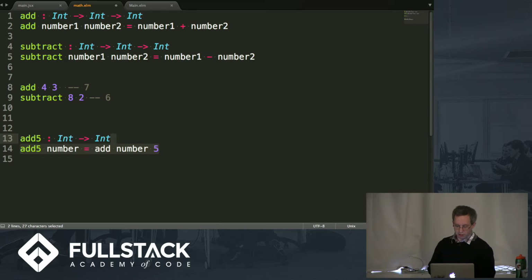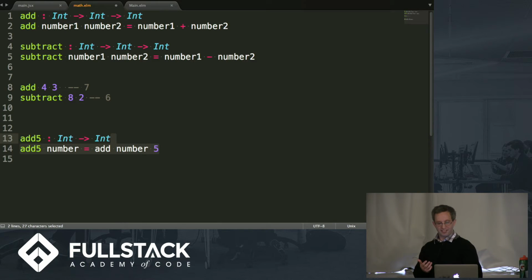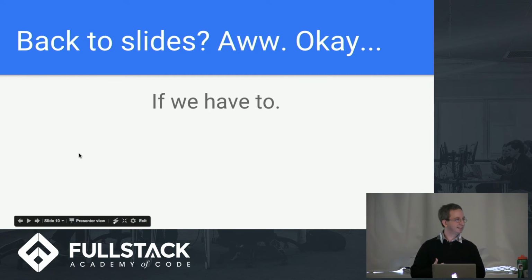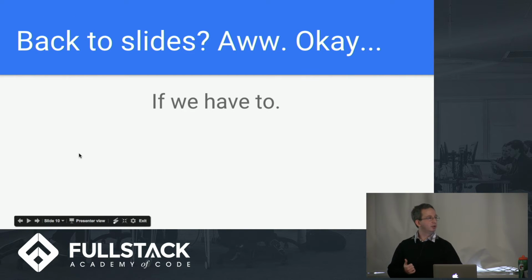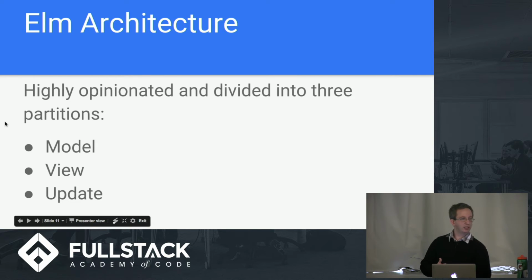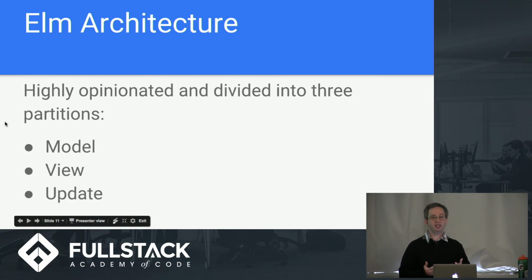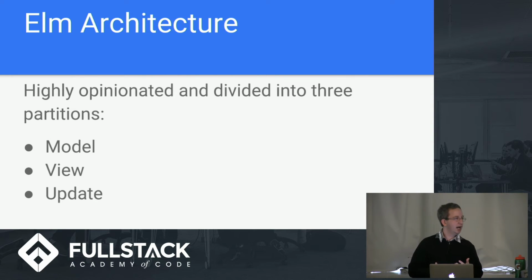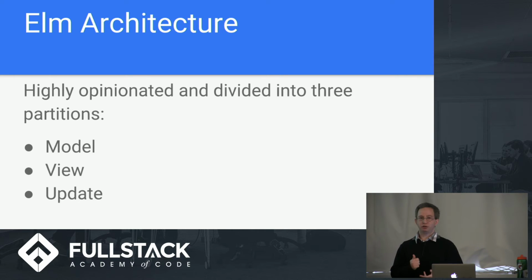So that's sort of the basic syntax of it. I want to talk about the overall Elm architecture. Back to slides. So the Elm architecture is, it's a highly opinionated language. It's built in order to enforce a certain structure to your code. And it's got three parts, the model, the view, and the update.